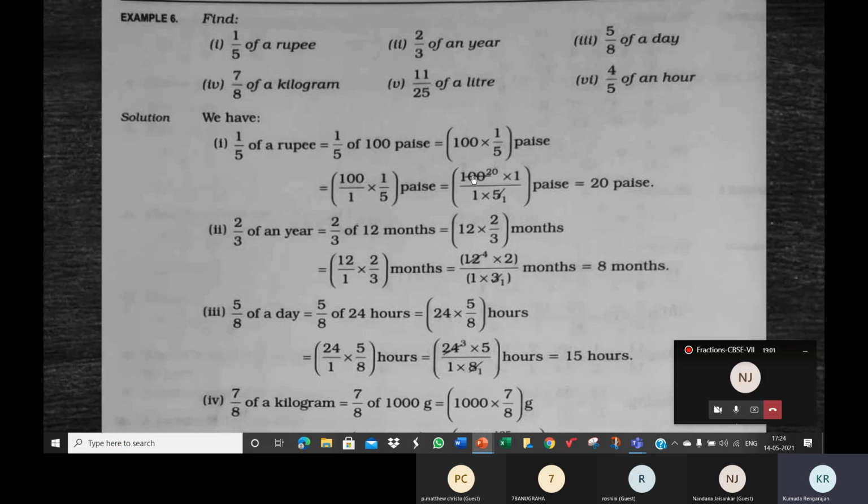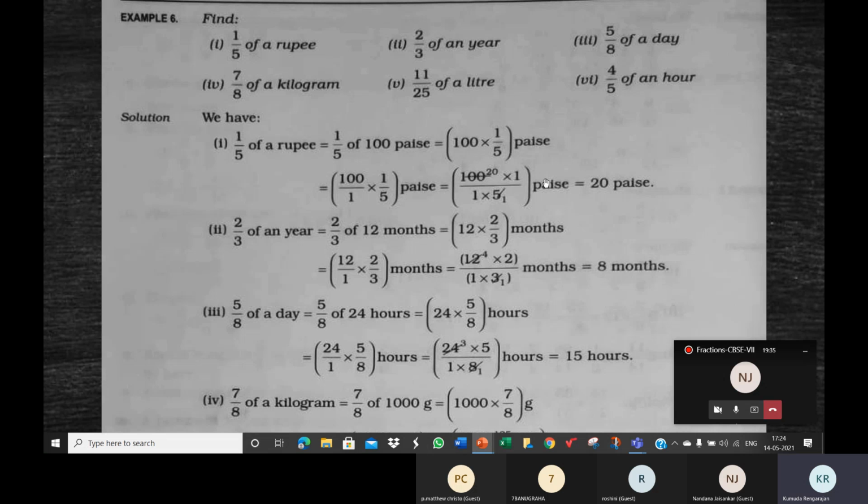100 divided by 5 is 20. You can see it here, 20. And here 5 divided by 5 is 1. Now multiply whatever is remaining. 20 into 1 is 20. 1 into 1 is 1. So the result is 20 by 1, which is nothing but 20, or 20 paise.